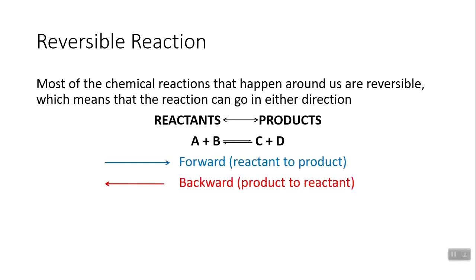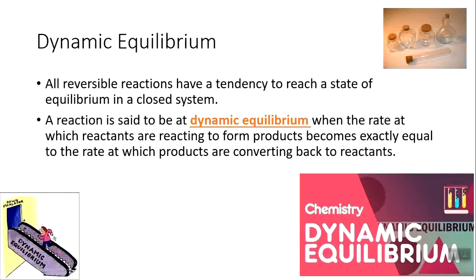Now, I'm not saying all chemical reactions are reversible, but most of them are. And reversible reactions tend to reach a state of equilibrium in a closed system. So what's a closed system? It's like this picture on the top right of the screen. A closed system means that there's no exchange of matter, there's only exchange of energy. And it occurs with chemical reactions, and it can occur with phase changes, right?